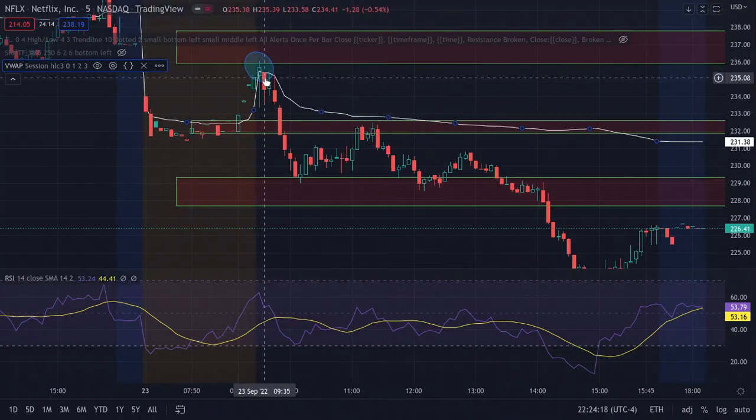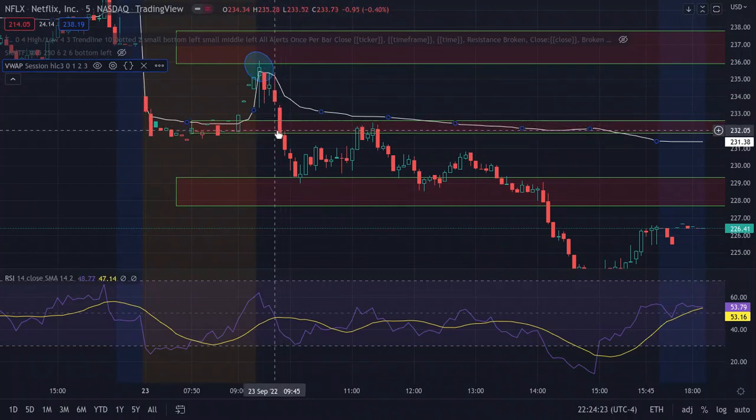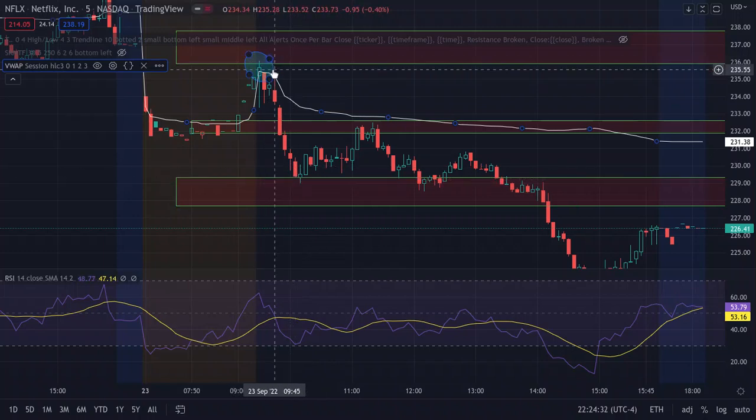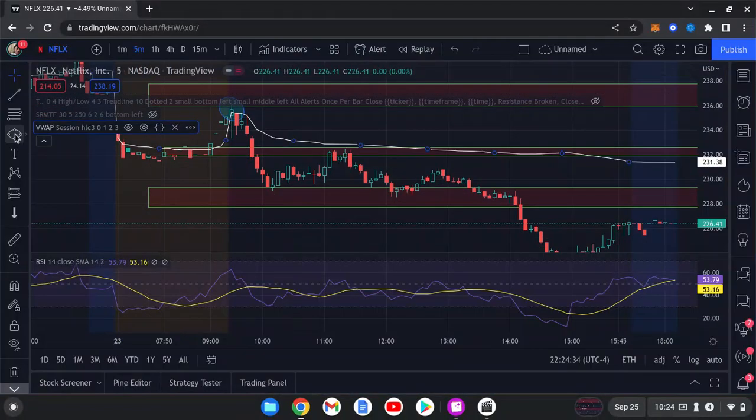And it starts breaking below our VWAP. And it comes back down and comes down into this 232 zone. You can take profits or you can trade down until it comes to this next demand zone. And we can see this demand zone worked as another pop.